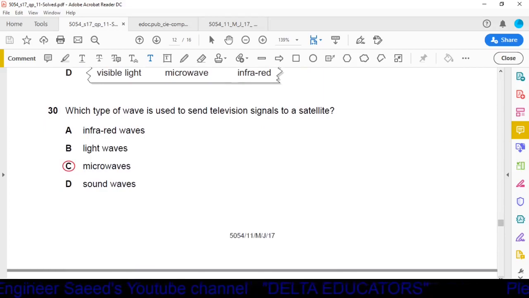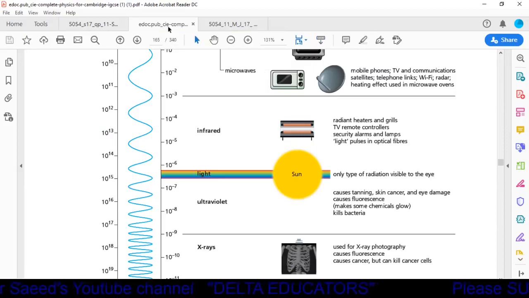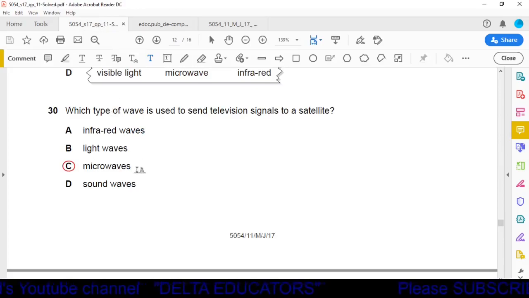Question number 30. Which type of wave is used to send television signal to a satellite? Okay, in the same topic we have studied that for television signals we use microwaves. It is given here. We use microwaves for the TV signals and communication. So our correct option is option C, microwaves.